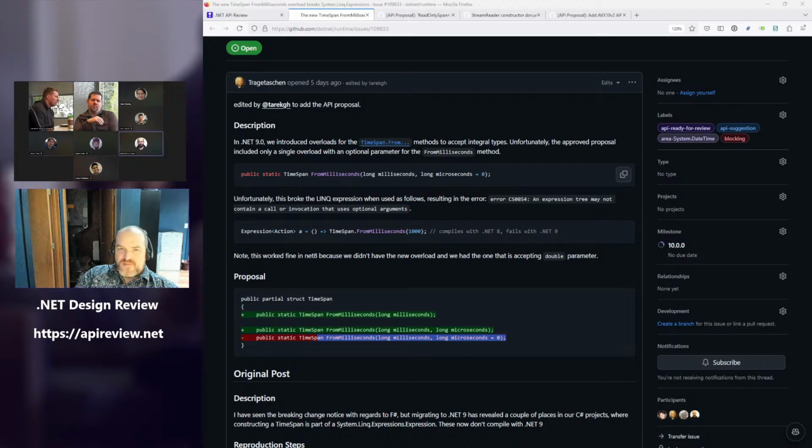But my point here is this is a breaking change. It's already broken code, a breaking change for reflection, notably.